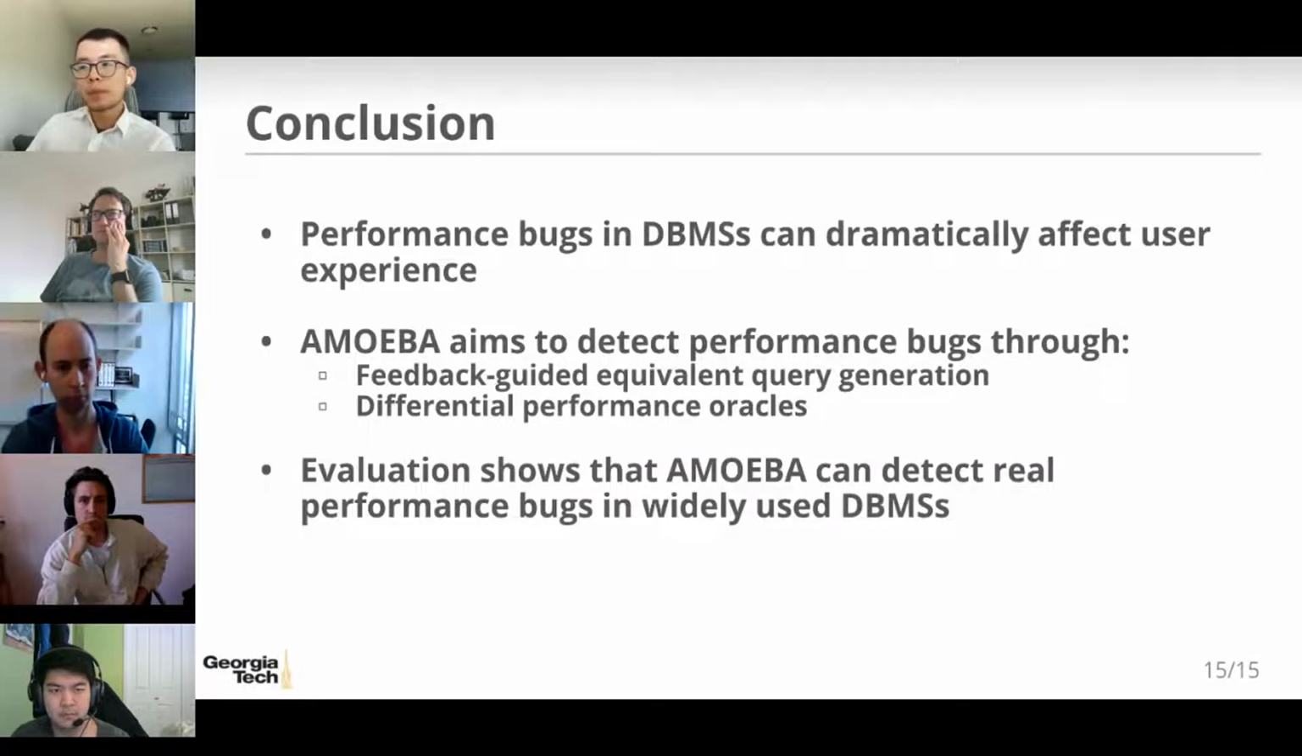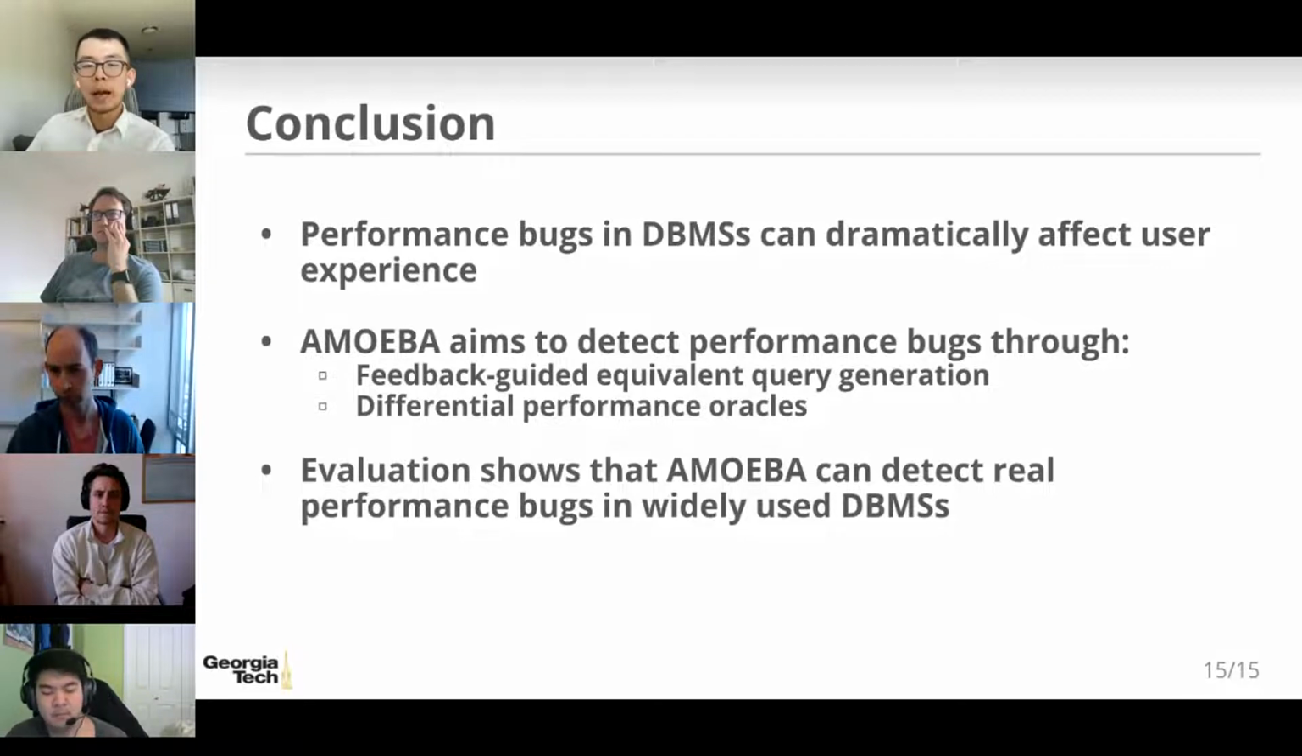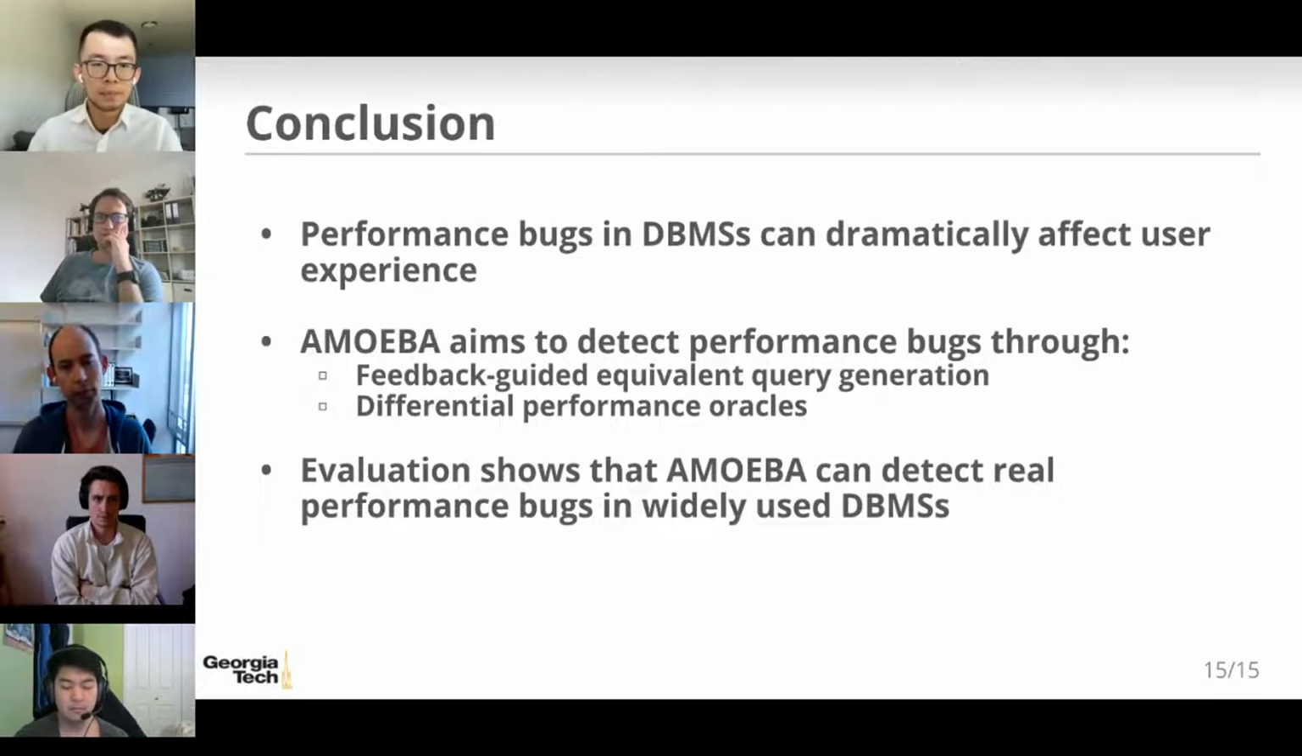To conclude, performance bugs can cause significant delay in DBMS response and dramatically affect the user experience. Amoeba is able to detect such performance bugs by having a feedback-guided equivalent query generation technique, which allows Amoeba to leverage equivalent queries as differential performance oracles for finding performance bugs. Our evaluation on 2 DBMS is promising, showing that Amoeba can, at least in some cases, find real performance bugs in widely used DBMS and provide useful information to developers. Thanks.